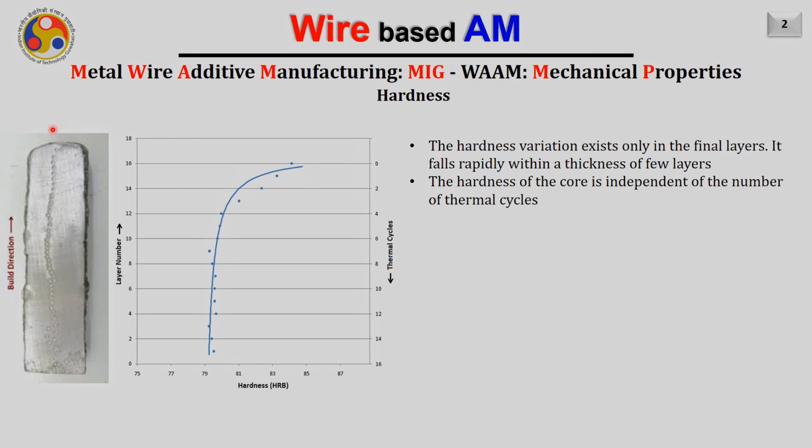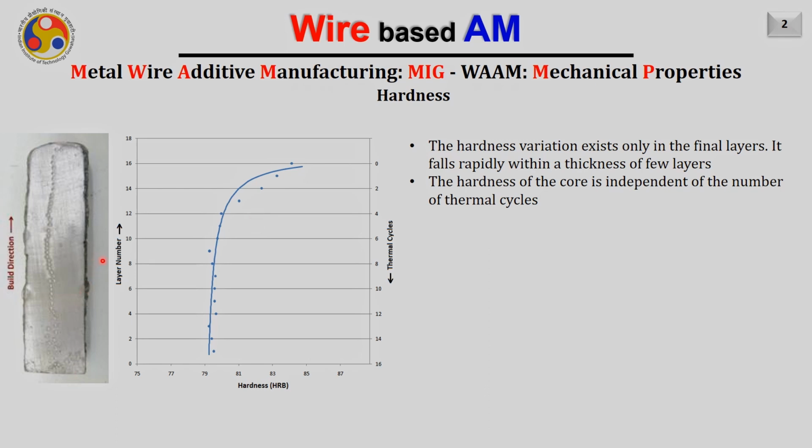As you see in this diagram, it is a component deposited by multiple layers. Several layers are already deposited here, and on these layers, the first thing we should measure is the hardness. This is the build direction; we are moving from bottom to top. As we move from bottom to top, a typical trend is seen. The hardness usually remains constant in the initial layers, but it usually varies only in the last few layers or the final layers.